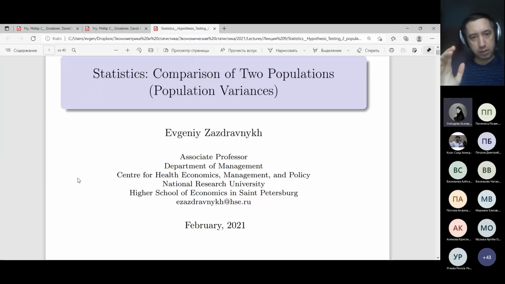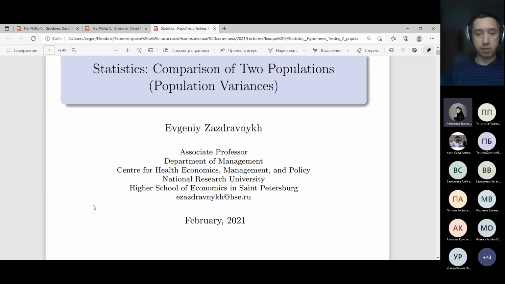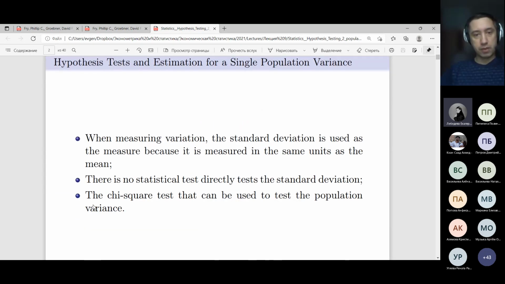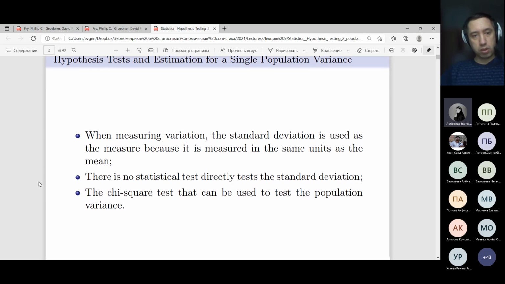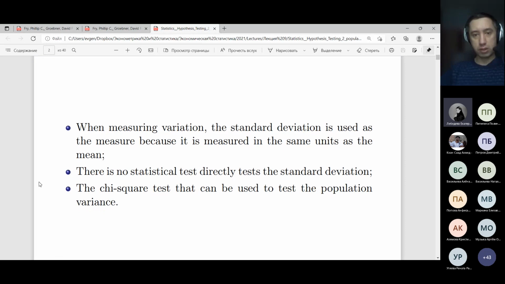So what do we have to learn today? Today we have to learn how to compare variances with a single number, or how to compare variances from two populations. Or how to compare standard deviations, which is the same. So first, when we want to measure the variation of a variable, we usually use standard deviation because it's very convenient for us. First of all, it is measured in the same units as the mean, hence it is pretty easy to interpret.